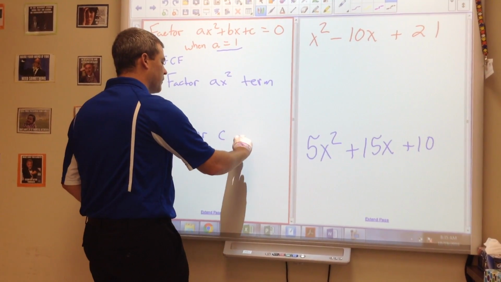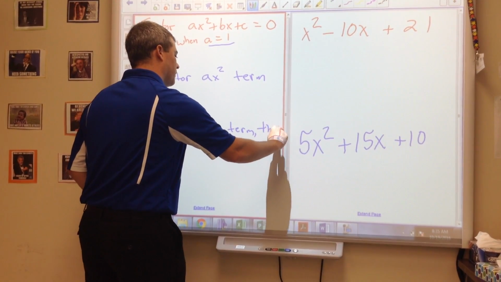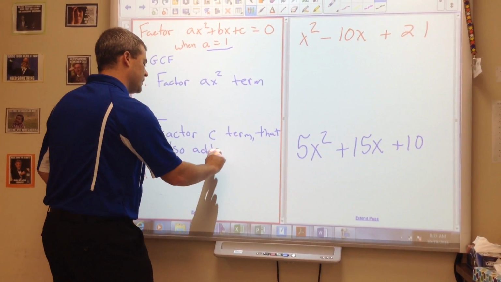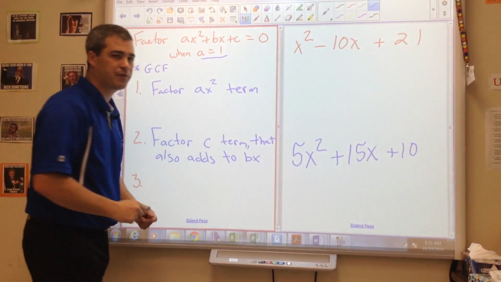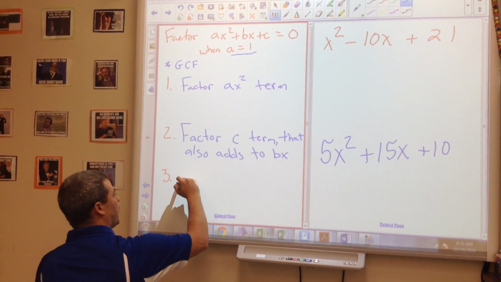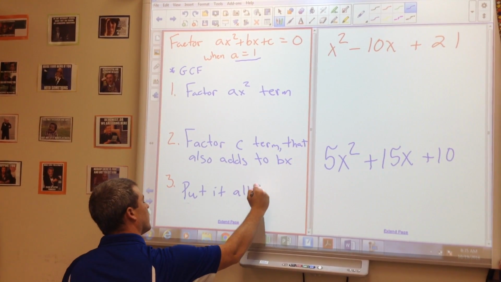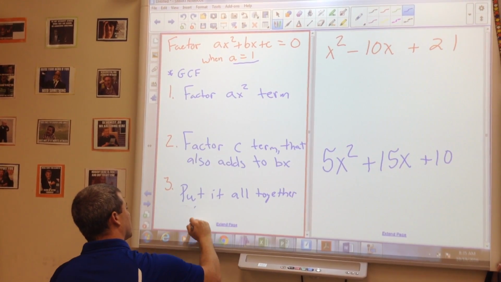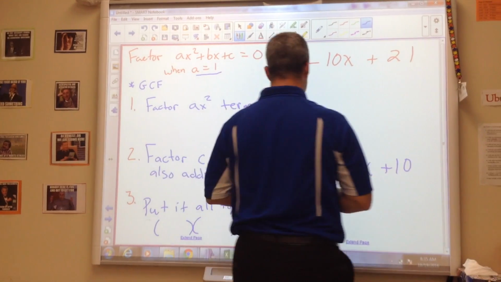Factor the c term that also adds to our b value, or our bx term. And the third and final step is to then put it all together. And when we do that, it should look like two binomials being multiplied by each other.